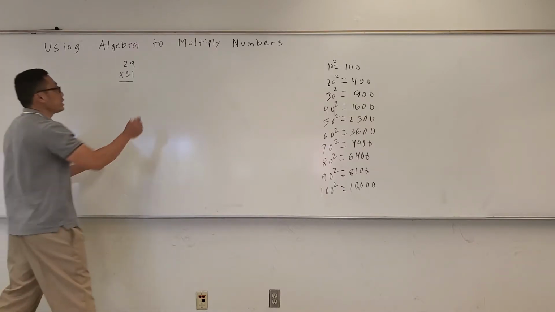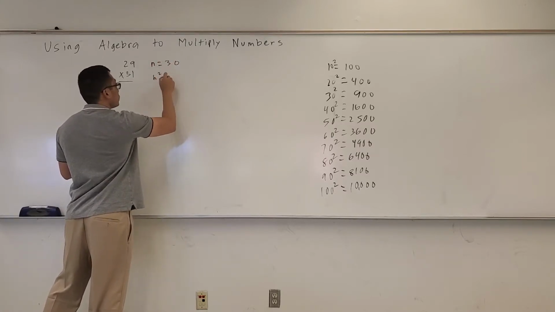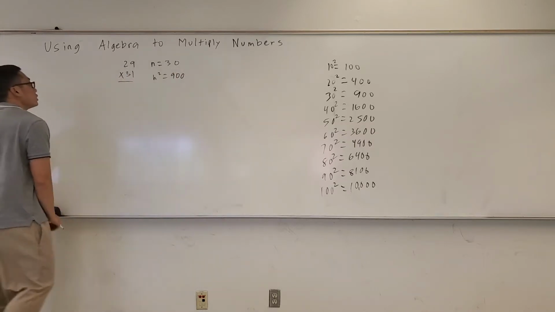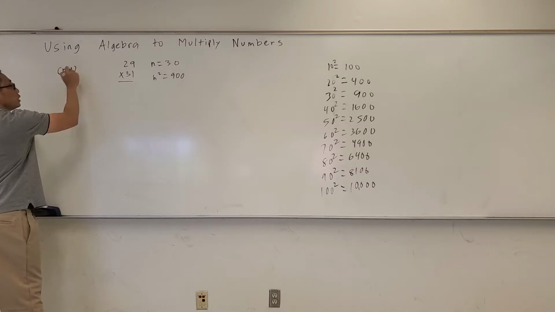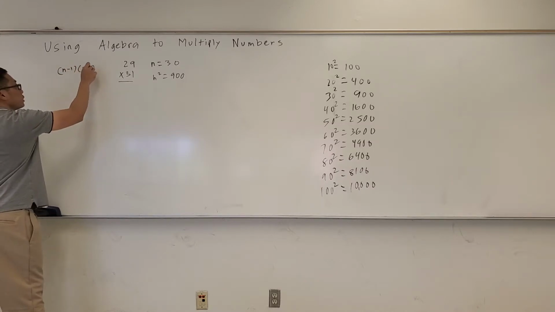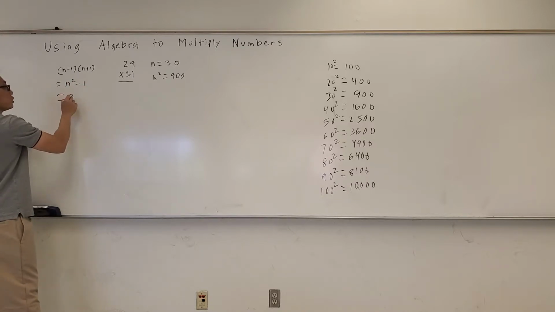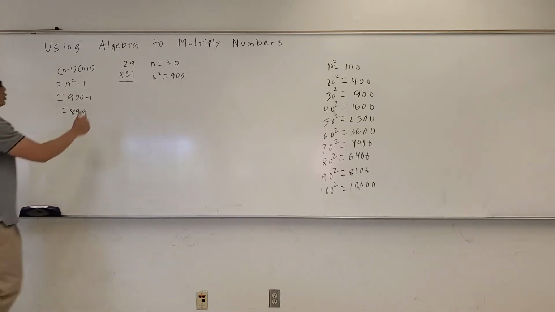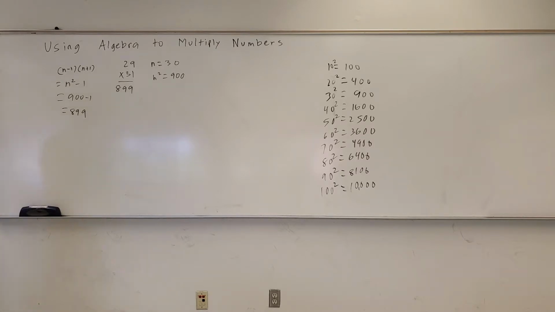So I'm going to let n equal the middle number, which is 30. n squared is equal to 900, right? Right there, you see, 30 squared is 900. So I'm going to say 29 is really n minus 1, 31 is n plus 1, so this is n squared minus 1, and n squared is 900, so 900 minus 1, which is 899. Right? That's it. So this answer, 29 times 31, is 899. That's how you do it.